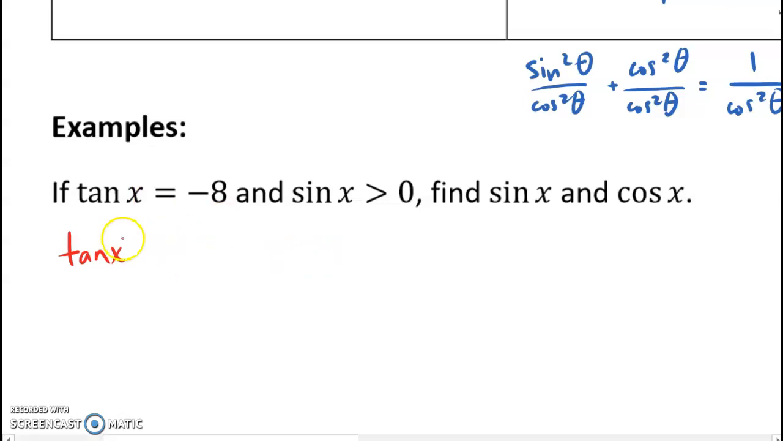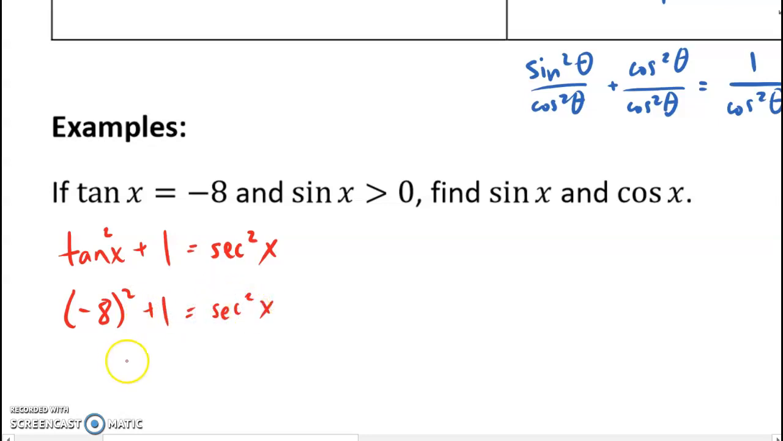So we know that the tangent squared of theta plus 1 equals the secant squared of theta. Or we can replace those thetas with x's in this case. So we know that the tangent of x is -8, so we'll square that. Notice the parentheses. And we can pretty quickly figure out that the secant squared of x is equal to 64 plus 1, which is 65, which means that the cosine squared of x equals 1 over 65.